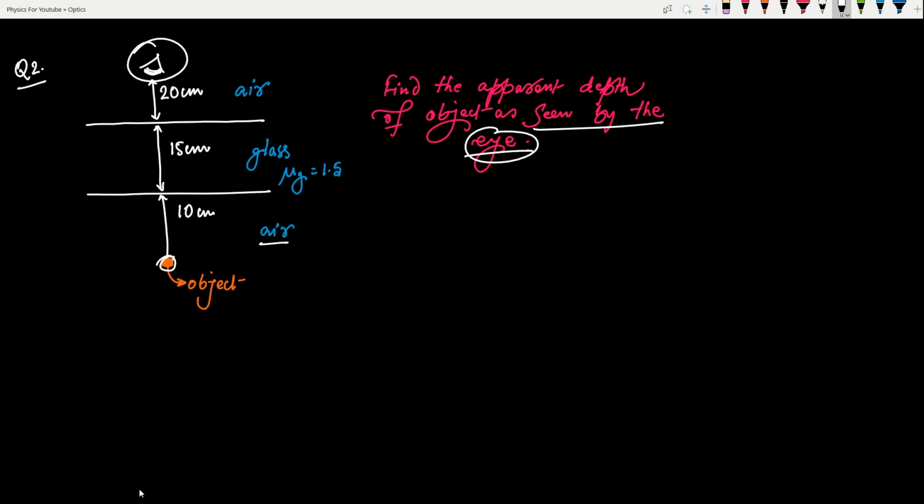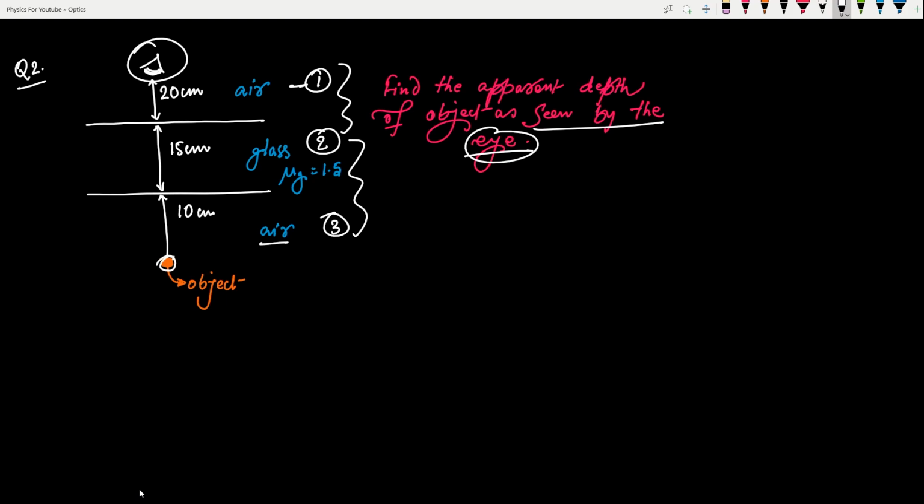Very simple. Here we will again deal with combination. We have learned earlier in the combination of mirror that we will take the first combination, find out the result, and the result will act as a virtual object for the second combination. I hope this concept was clear back in our earlier videos. Similar concept we will apply here: this is medium 1, this is medium 2, and this is medium 3. This is one combination and this is the second combination.